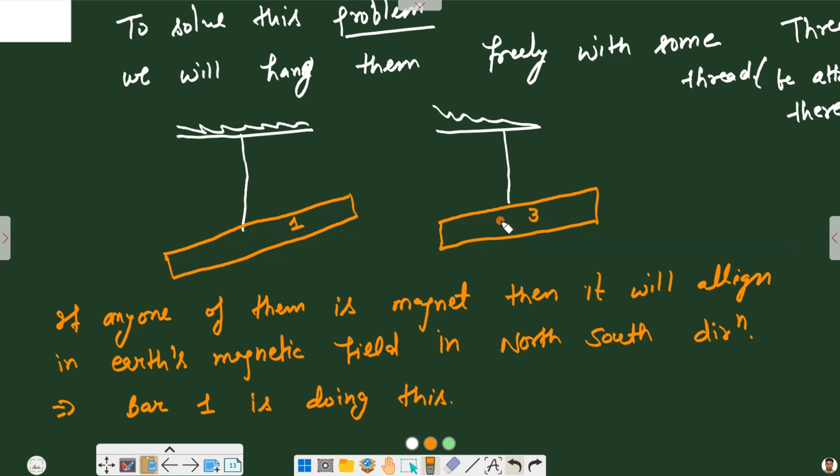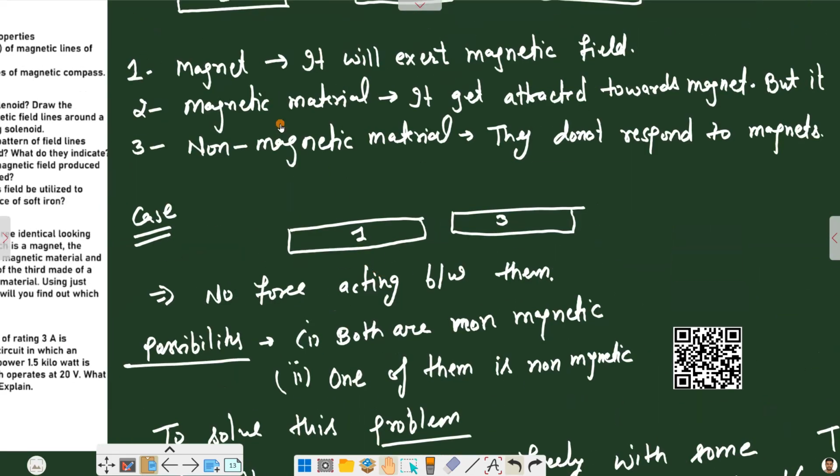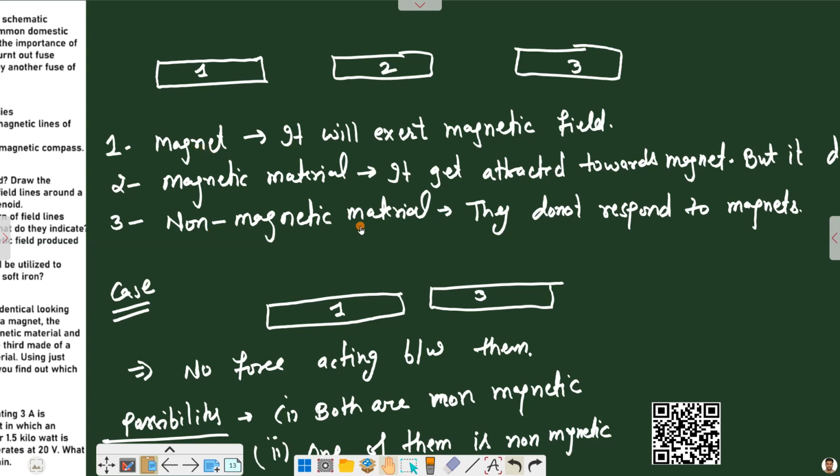So using this we can identify that bar 1 is made of magnet and bar 3 is made of non-magnetic material. Now we are left with only bar number 2, and as given in the question, we have three bars: one is a magnet, the second is magnetic material, and the third is non-magnetic. So we have identified the magnet and the non-magnetic, so the remaining one is magnetic material.